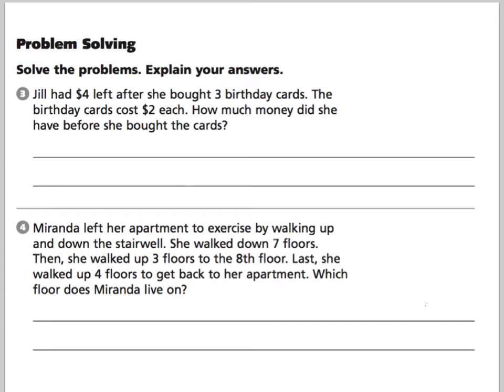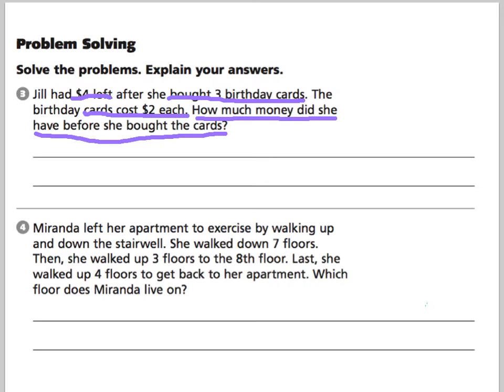Alright, let's go down to the problem solving section. So we're going to read the problems first and then underline any of the important information. So number 3, Jill had $4 left after she bought 3 birthday cards. The birthday cards cost $2 each. How much money did she have before she bought the cards? So I need to underline that she had $4 left, that she bought 3 birthday cards, and that each birthday card costs $2. I also need to know what the question is. How much money did she have before she bought the cards?